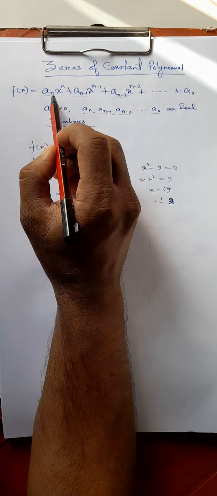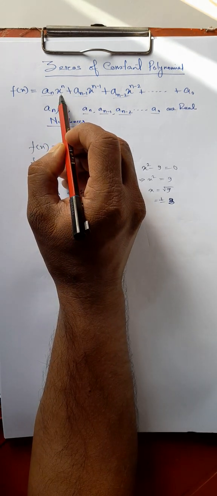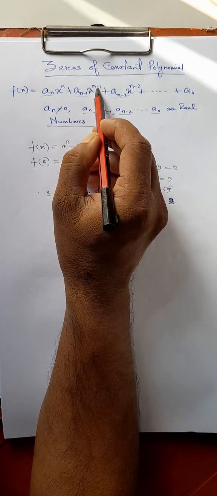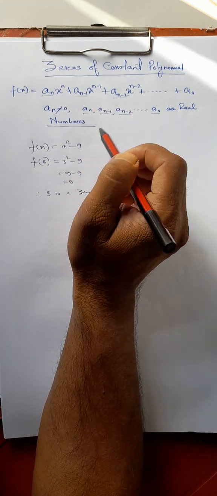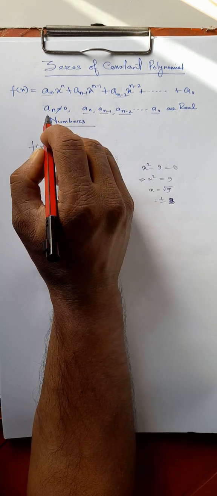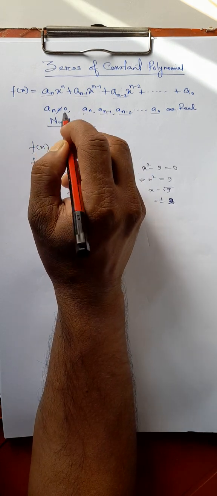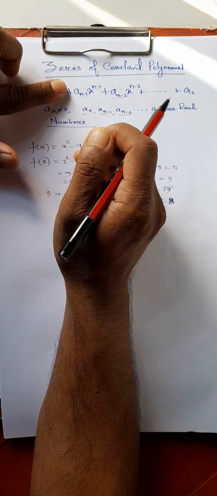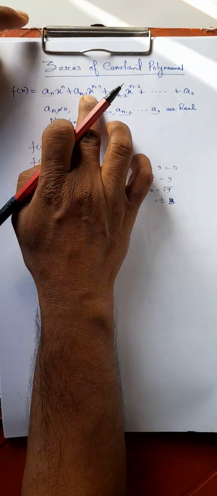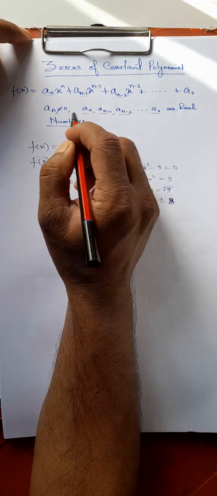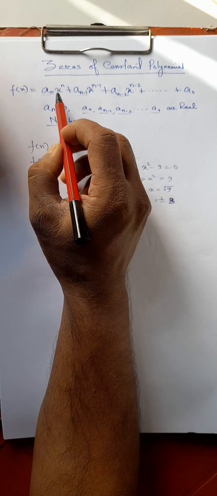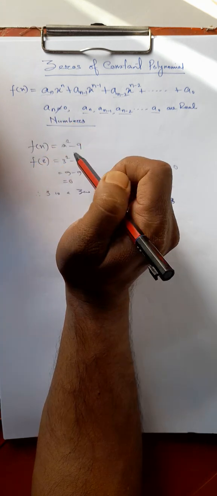Now you see the exponents of x are decreasing here: x^n, x^(n-1), x^(n-2). Now here we are saying a_n is not equal to 0. Why? If a_n equals 0, then this term will not exist, and then this should be a polynomial of degree n minus 1. But we are defining a polynomial of degree n, so a_n is not equal to 0.